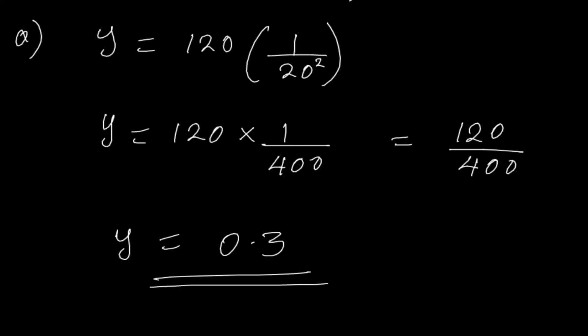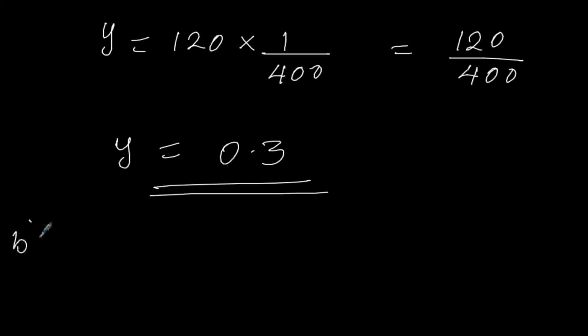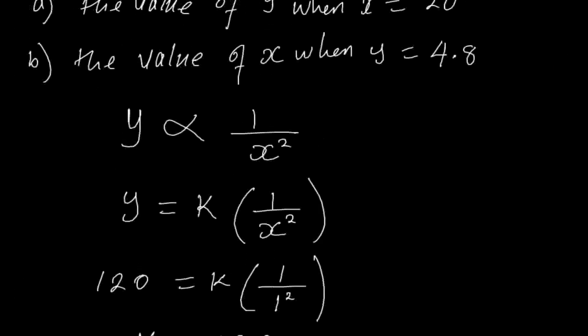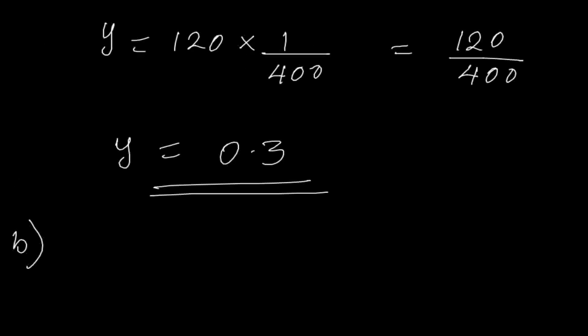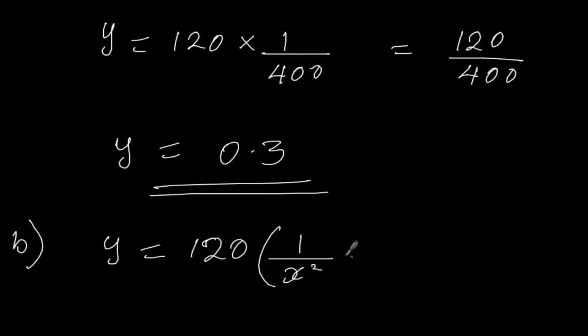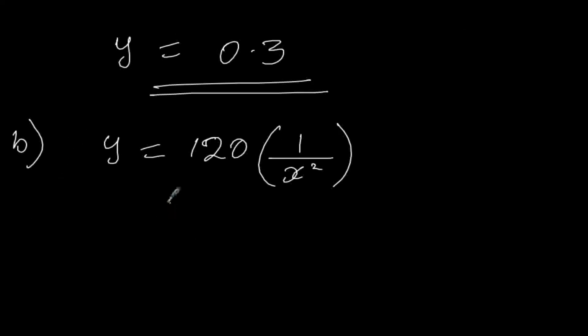And then part B, it tells us to find the value of x when y is equal to 4.8. First we write our equation, y equals 120 into 1 out of x squared. And our y is 4.8, so 4.8 is equal to 120 into 1 out of x squared.